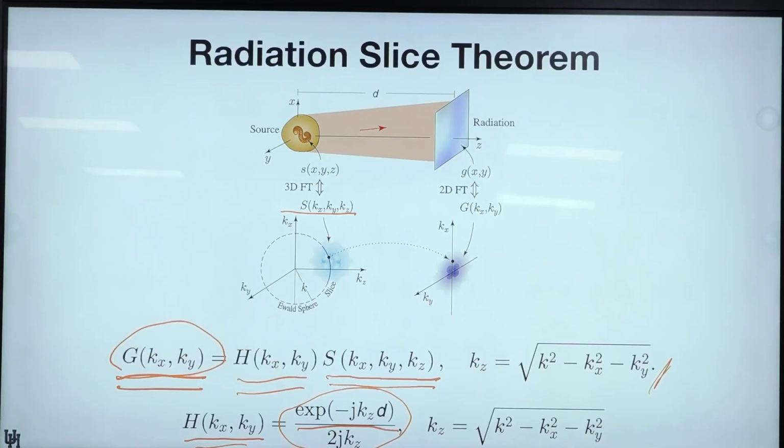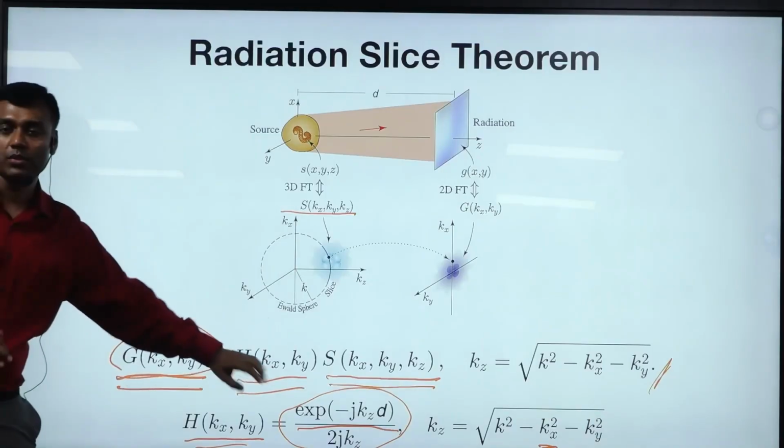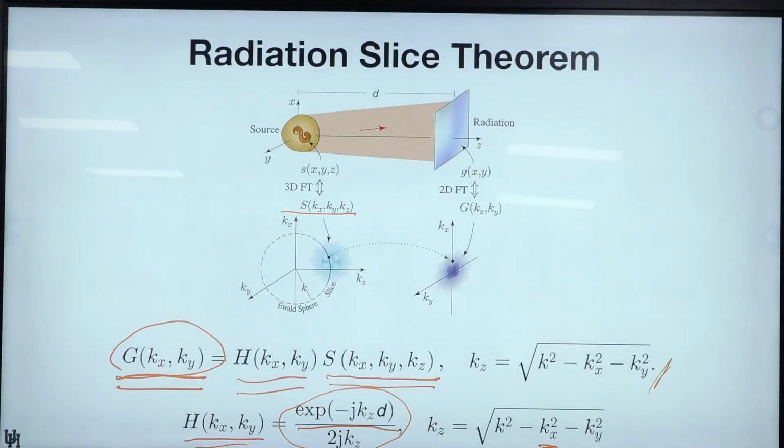Remember that kz itself is a function of kx and ky, and therefore it's actually a two-dimensional function. Although it looks like a 1D signal, with kx and ky it's a two-dimensional filter. So this is essentially how we use this to do the 3D reconstruction.